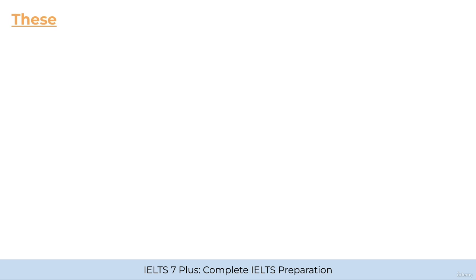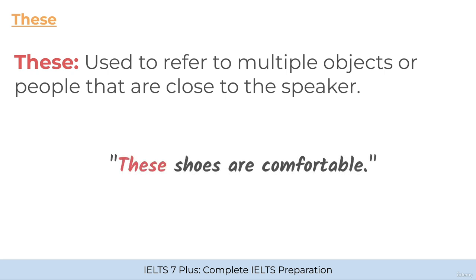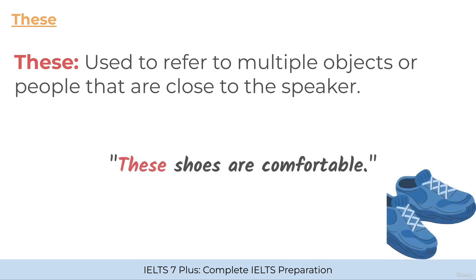These now. Right, so how is this different? Well, this becomes plural, so we're now referring to multiple objects or people that are close to the speaker. So just like this, the physical distance is close, but now we're thinking about multiple objects. For example, these shoes are comfortable. And how many shoes? Well, there are 2. There's a pair of shoes. These shoes.